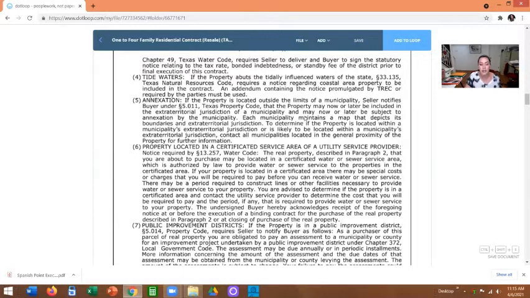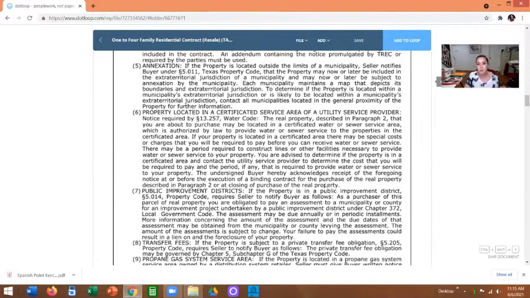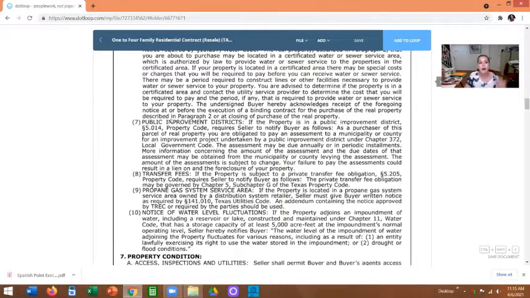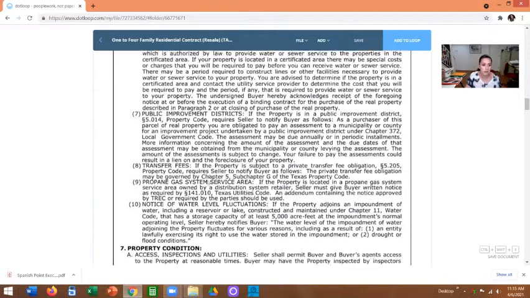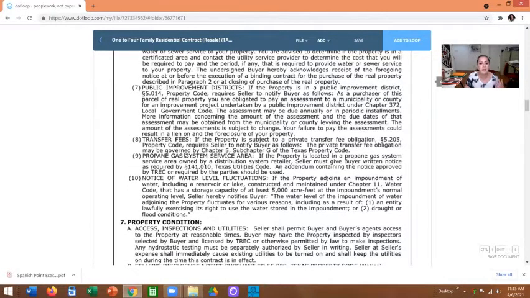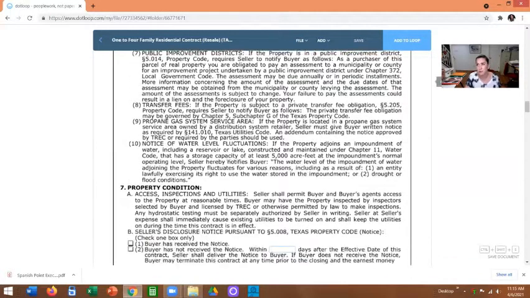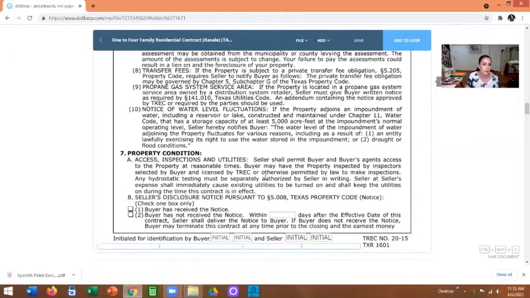If the house is not part of the city, it can be annexed. If there's a special utility service provider, we would have to provide the information. Also, public improvement districts. A lot of these things we typically don't see in El Paso. There's a transfer fee. We have to disclose that. However, in El Paso, really the only thing that we see a transfer fee would be like a condo, right? Or a townhome, maybe. Propane gas system, if there's not city gas. Water level fluctuations, that's lakefront property.